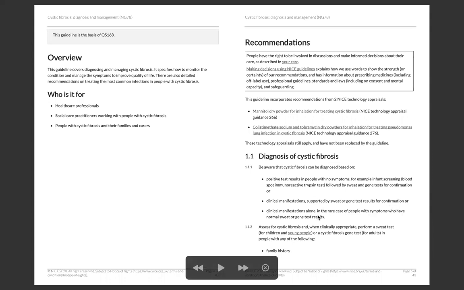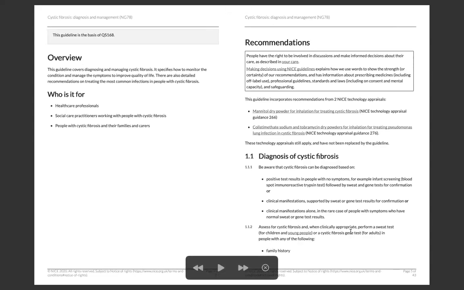Clinical manifestations alone, in rare cases of people with symptoms who have normal sweat or gene test results. Despite the normal sweat and gene test results, if the clinical manifestations alone are strongly suggestive, in very rare cases you can diagnose, but I'm not sure how far they are doing this.